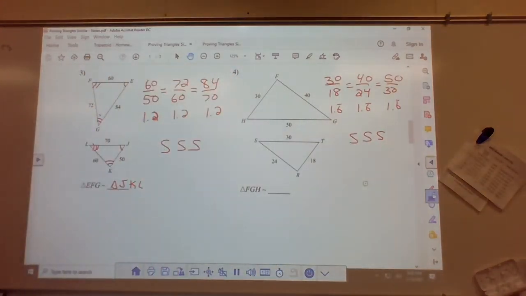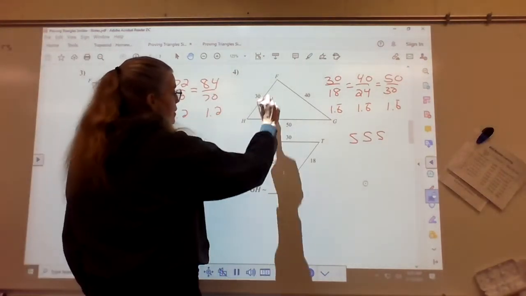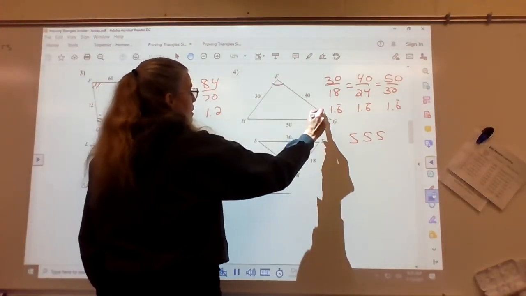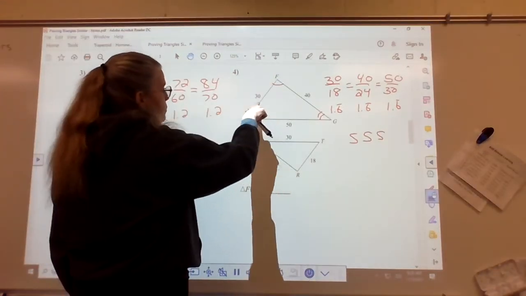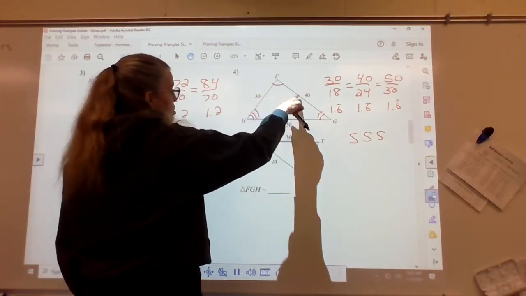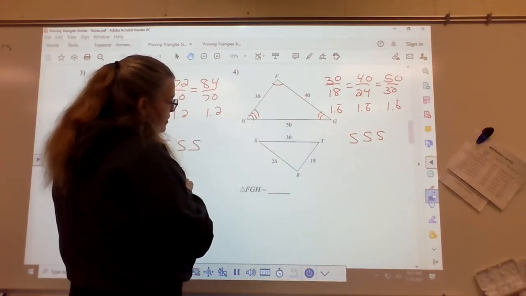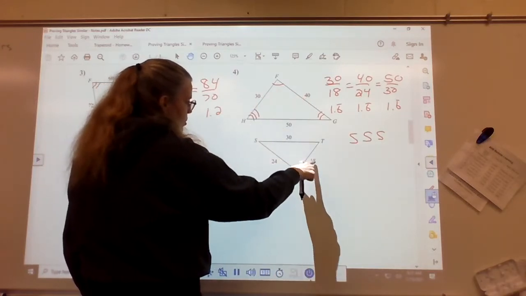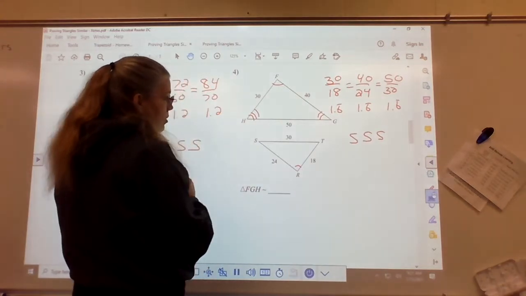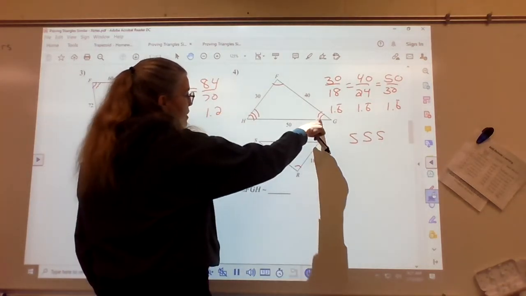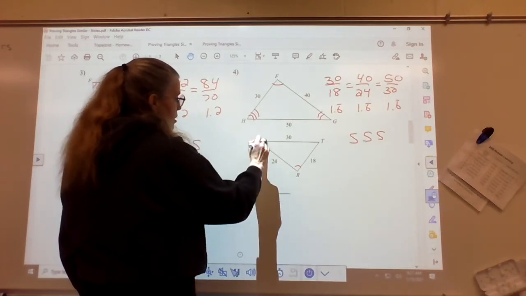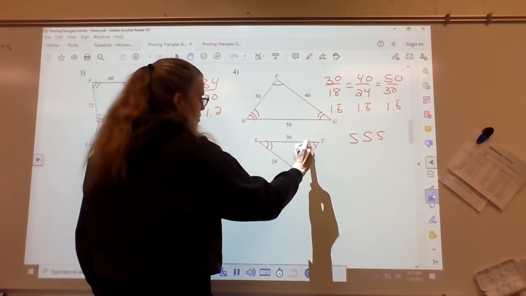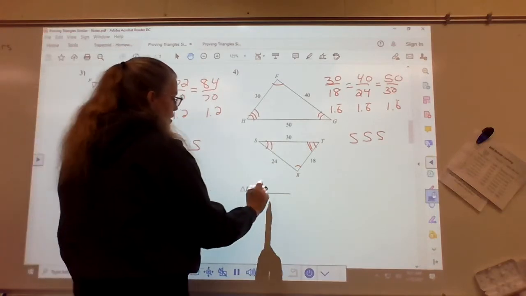Now go ahead and do the similarity statement. F, G, H. I'm going to go ahead and mark this one. F is between the 30 and the 40, which are the smallest two. So that means if I come down here, these are the smallest two. It matches up with R. G is between the middle and the big. So between the middle and the big is going to be S, and then finish up with T. So RST.